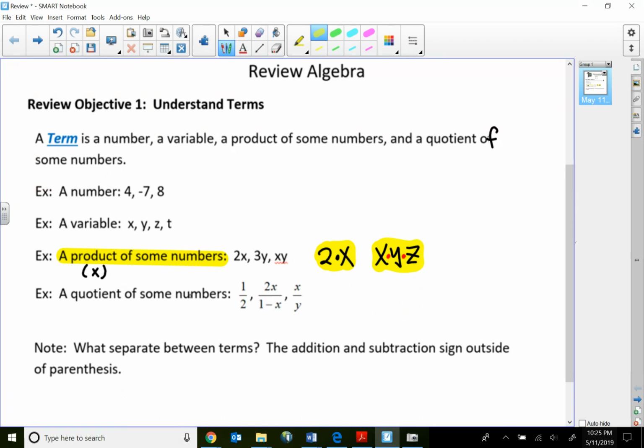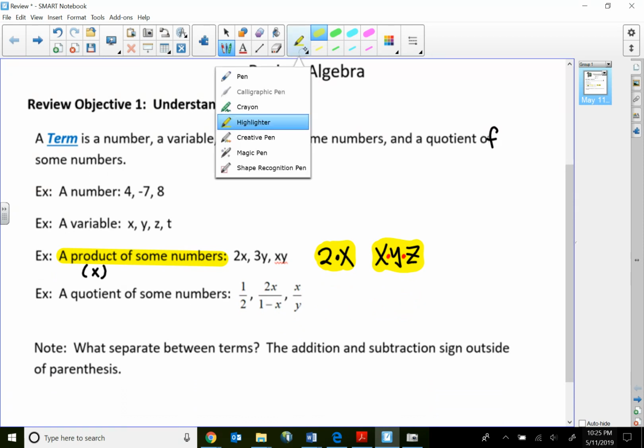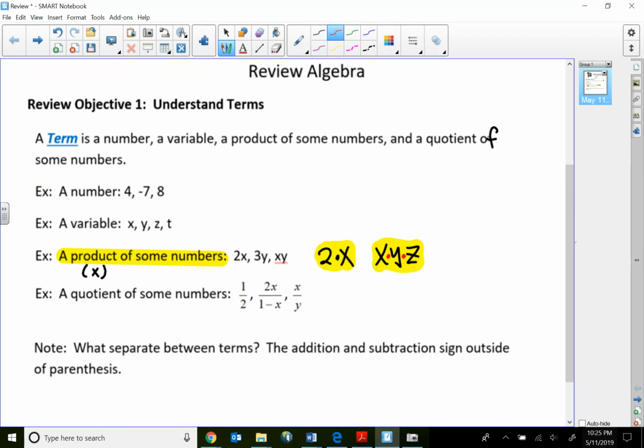Now, a quotient of some numbers, quotient means division. So a division between some numbers is only considered one term, just like 1/2 means 1 divided by 2. That's only considered one term. 2x over 1 minus x is only one term. I'm not saying every fraction is a term. What we're saying is division between anything is actually one term.